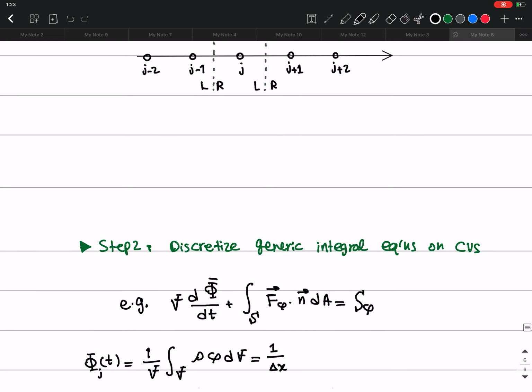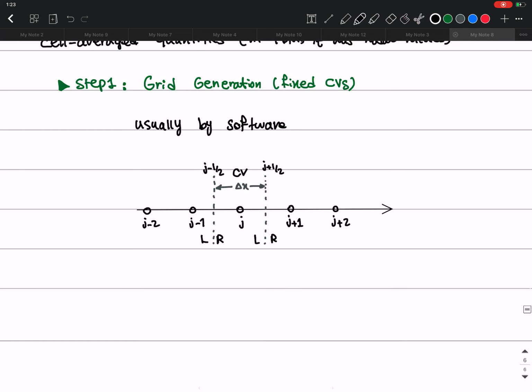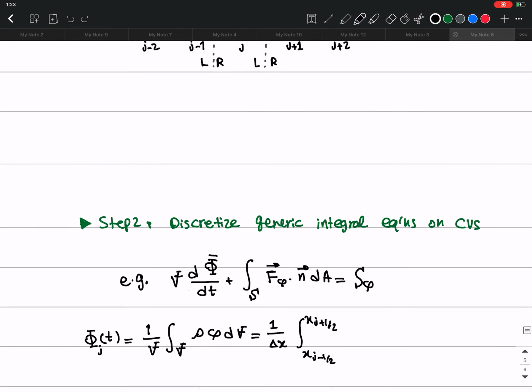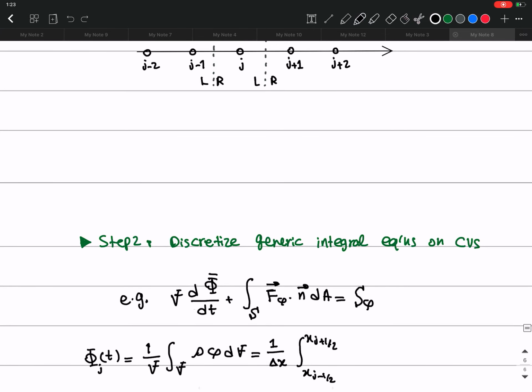And then the integral over the volume here is going to be the integral from x j minus 1/2 to x j plus 1/2, right? For this CV, from here to here, of phi x and t dx. We can assume rho is 1. Okay. So this is going to be the discretized phi.